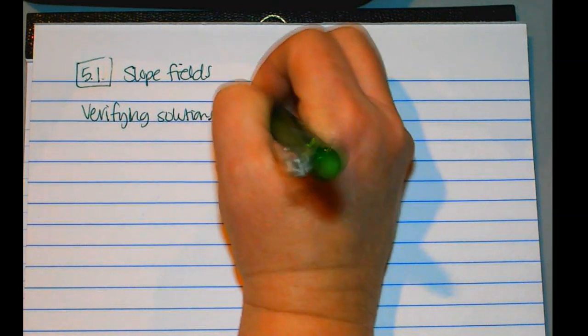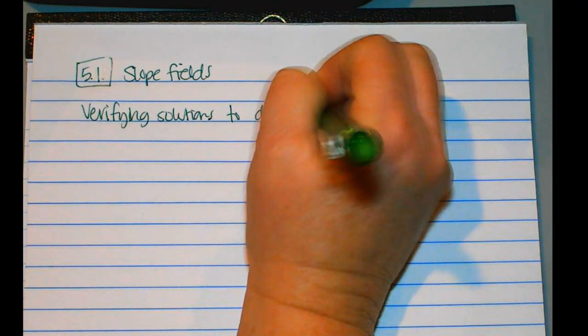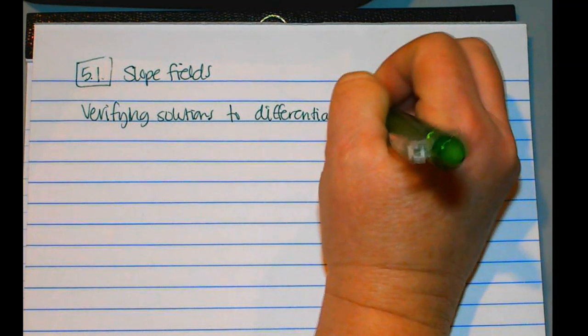Verifying solutions. This is called slope fields. It's kind of a misnomer because there's other stuff in here. So part of what you're doing tonight is looking at slope fields. Part of what you're doing tonight is verifying solutions to differential equations. So we're going to look at the verifying now because we've already looked at slope fields. So, verifying solutions to differential equations.